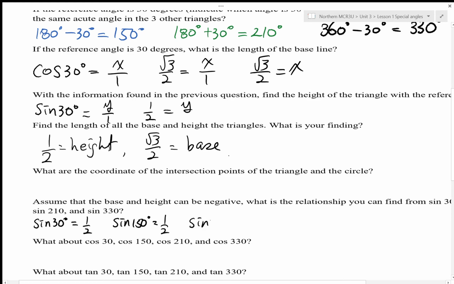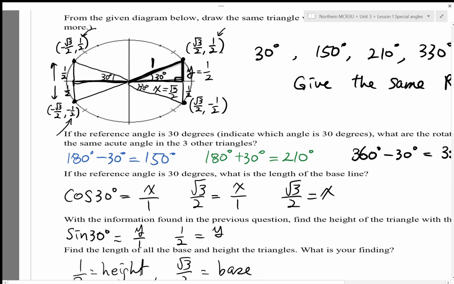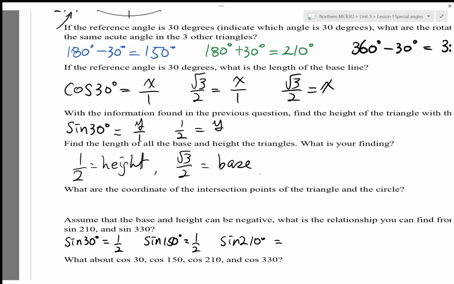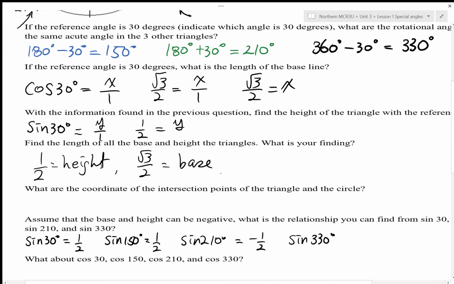And sine 210, which is the height, but we know that the height is going into the negative direction in this case since the triangle is upside down in the negative section for the y value. So it is negative 1/2. And then lastly, sine 330 also gives me negative 1/2.